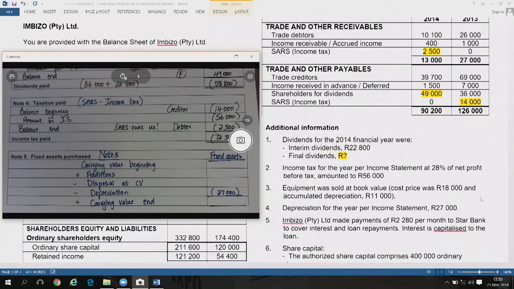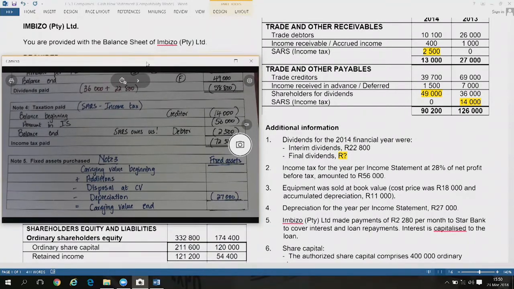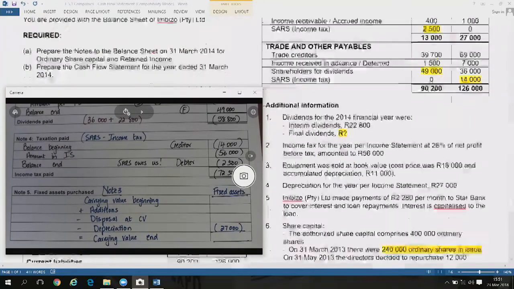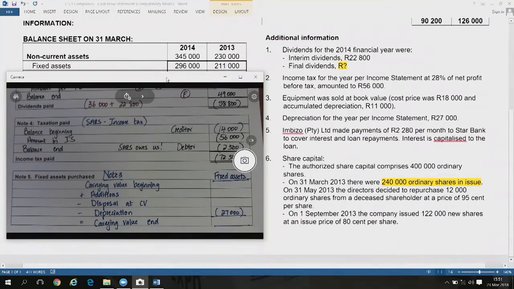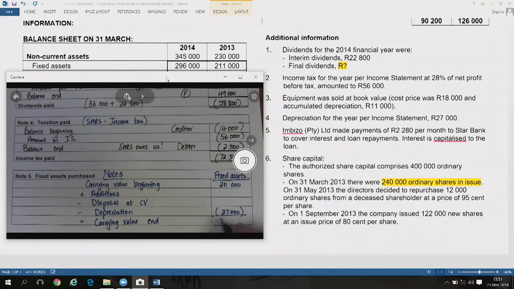Now you go to your balance sheet information, and you will see there are your fixed assets, starting with 211,000 on top. Now you can ask me, how do I know that it's carrying value? Because they don't give it to you at cost in your balance sheet, it is carrying value. And it ends with 296,000. Now there's two missing figures.